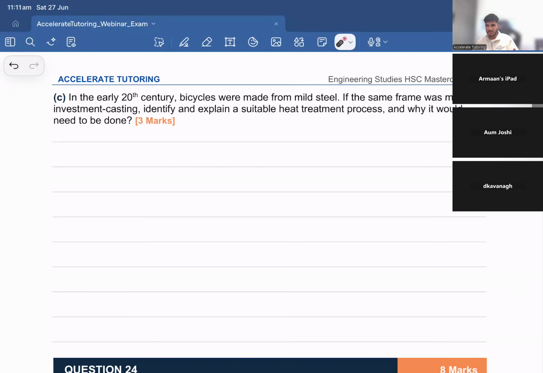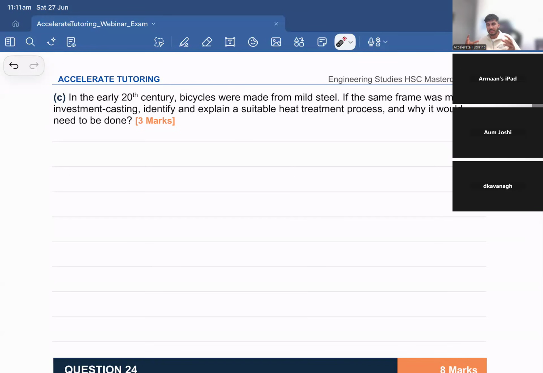Briefly explain what the process is. That's like a sentence there. Explain why it's done. So you would say that it's done after investment casting because in all casting processes, a big issue is uneven cooling of the cast itself. So usually there are internal stresses built in.